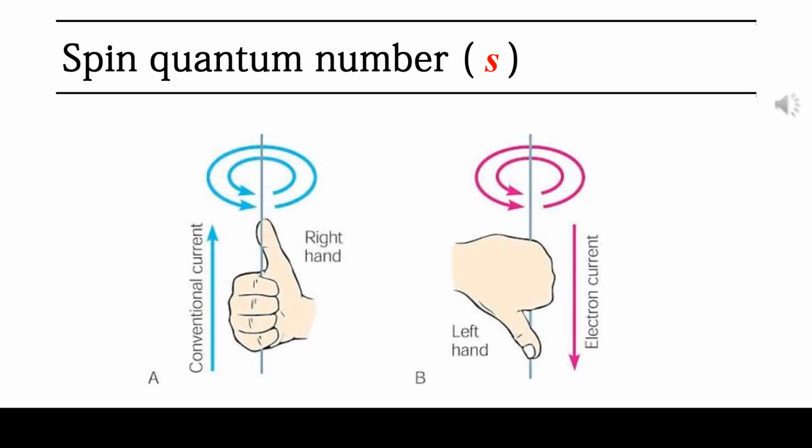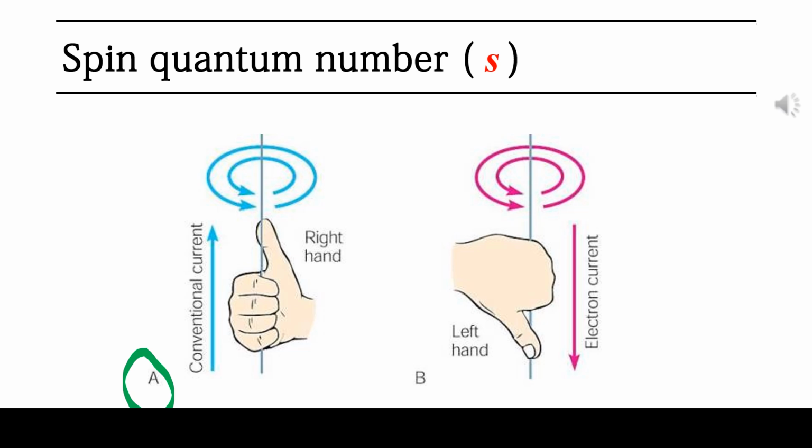When talking about spin quantum numbers, let's understand Fleming's right hand rule. In the right hand rule, in this image, image A shows the right hand. When you point the thumb up, the thumb side is the direction of conventional current. That means positive charge goes through this thumb side upward. The rotating direction of the other fingers represents the magnetic field it generates.